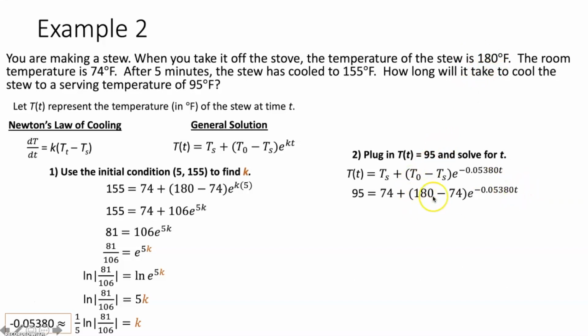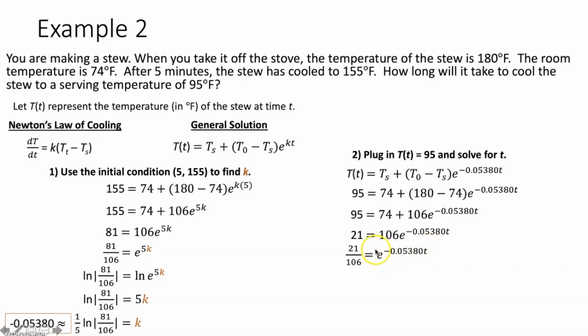So how do we solve for t? We simplify what's inside the parentheses first. We then know that we cannot add these two together because this has an e, this does not. So we have to subtract both sides by 74. We then divide both sides by 106. And now we need to get this t out of the exponent. So how do we get t out of the exponent?